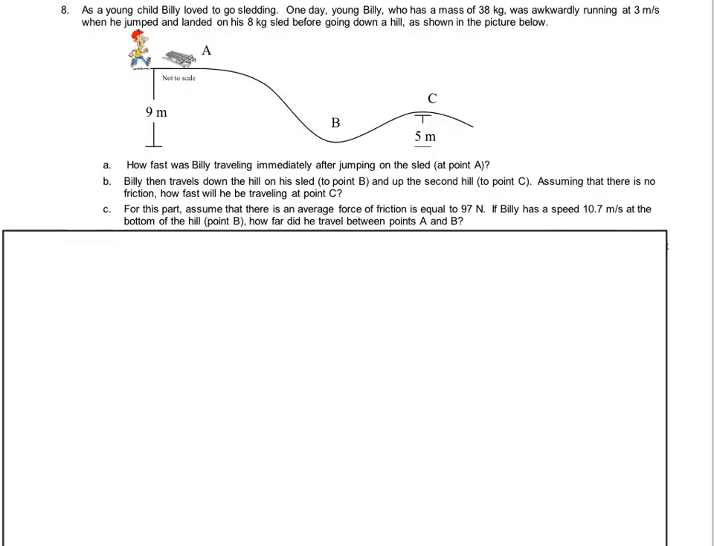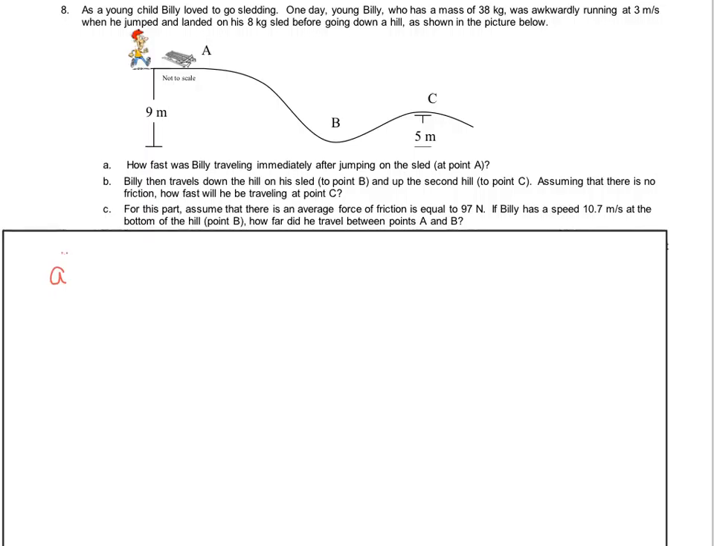And then in part C, for this part, assume that there is an average force of friction equal to 97 newtons. If Billy had a speed of 10 meters per second at the bottom of the hill, point B, how far did he travel between points A and B? This is a huge problem. We're just going to take this part by part. So we'll start with A, then we'll go into B, and then we'll finally go into C.